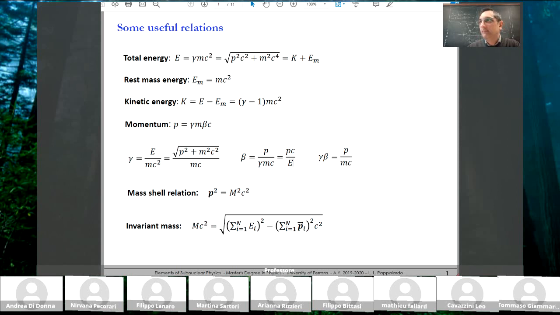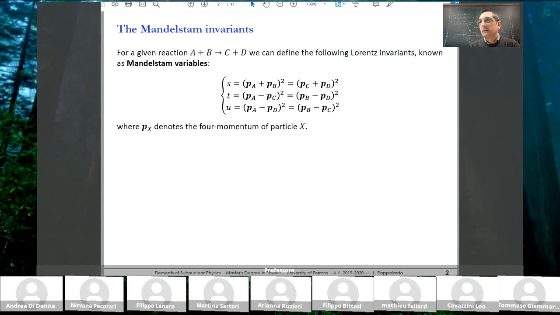Okay, now let's move on. Okay, so let's start now the new part. And we define now these three very important Lorentz invariants, which are called the Mandelstam invariants. So suppose we have a reaction, such this one, A plus B, that goes into C plus D. And so we can define these Lorentz invariants.